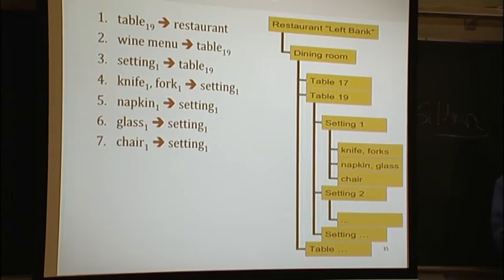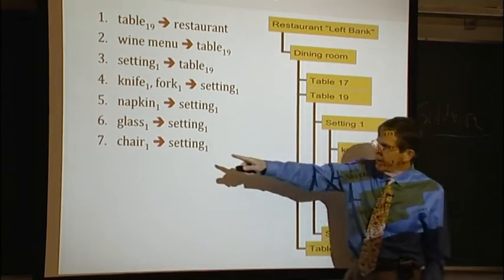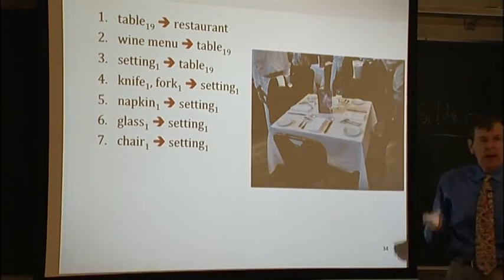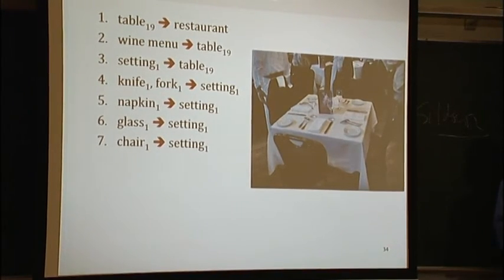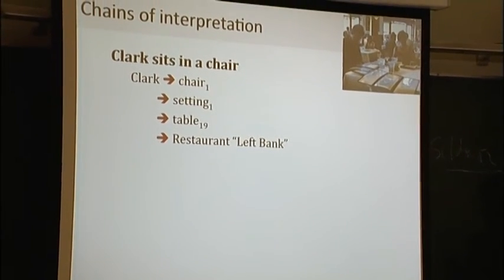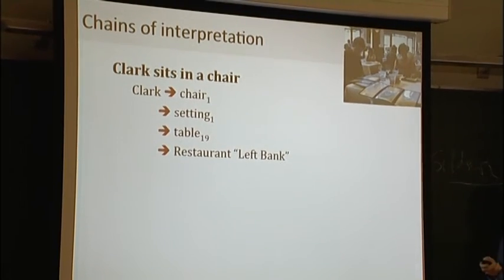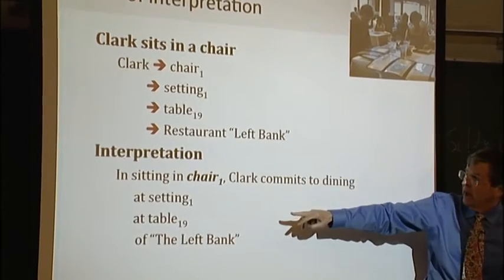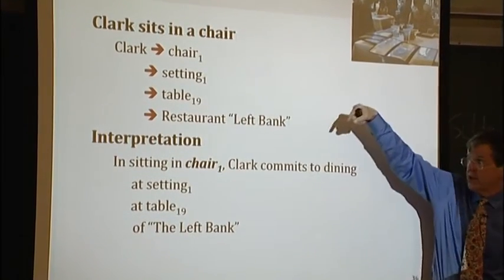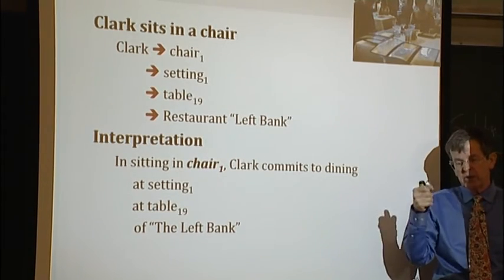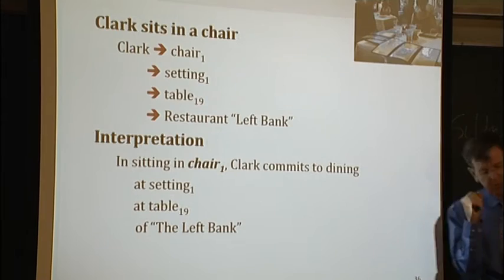Now, ask yourself what it is that I do when I sit in this chair right here, which is that chair right there. I sit in it. What have I just done? Well, here's what you do. You say, Clark sits in chair one, but that actually commits him to dining at setting one at table 19 of the Left Bank. That is, it's a whole chain of commitments that you're making by doing this one simple placement here.